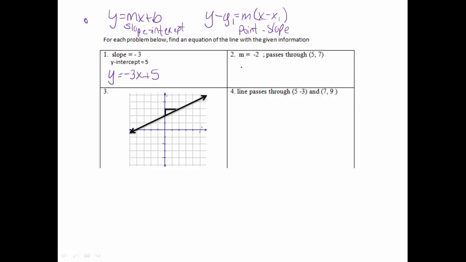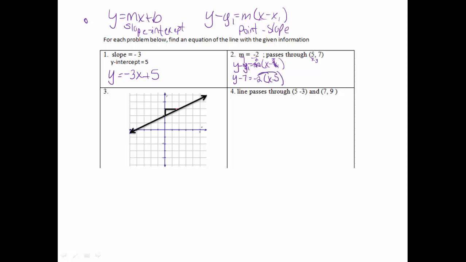This is given in point slope form, so I definitely want to use y minus y1 equals m times x minus x1. The y value would be 7. If you want to label that, go ahead. The m is -2, the x is 5. So if I rewrite this, this is going to be y minus 7 equals -2 times x minus 5.